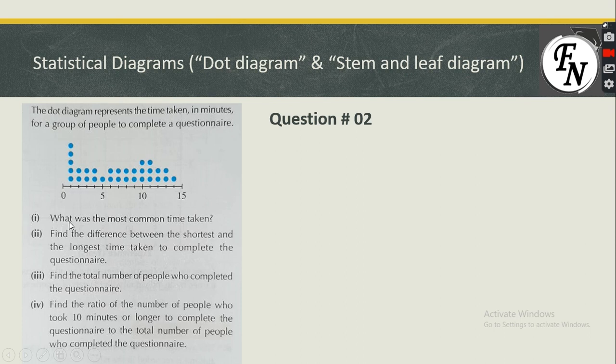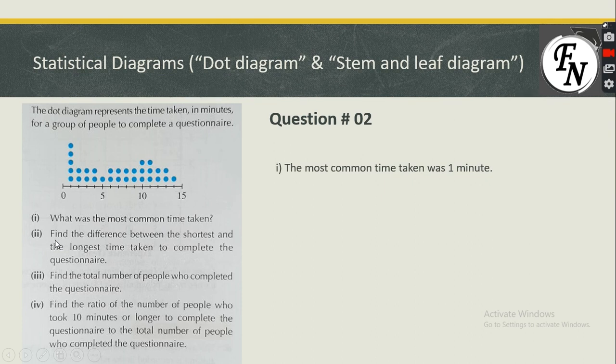So my first question is: what was the most common time taken? We can see that the most common time taken is this 1 minute. That is 1, 2, 3, 4, 5. So 5 people attempted this questionnaire and completed it in 1 minute. So my answer is 1 minute for the most common time taken.